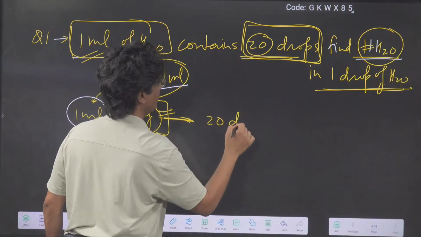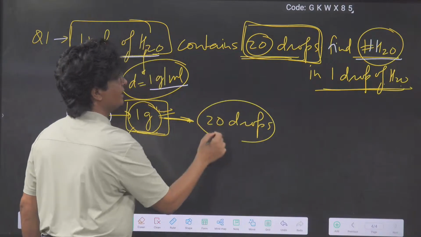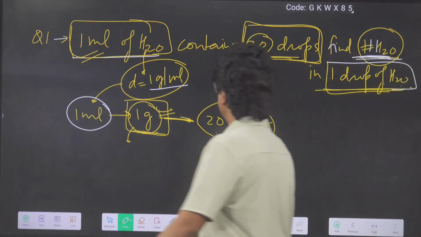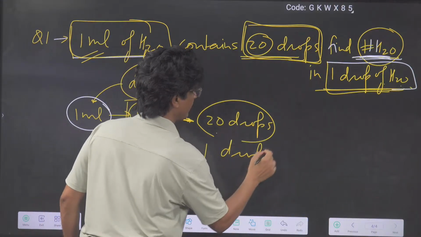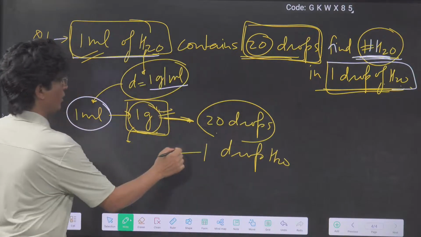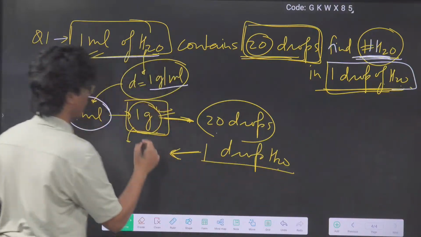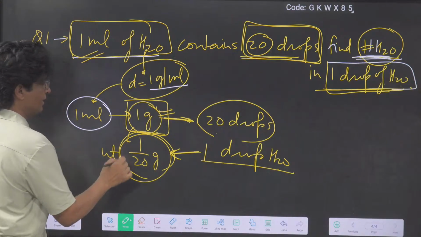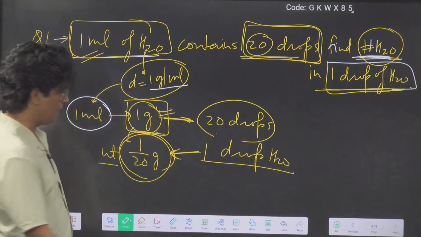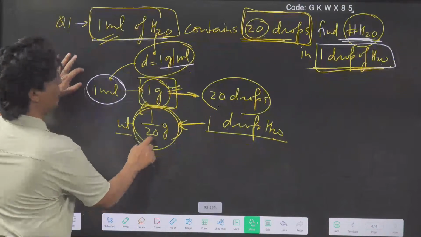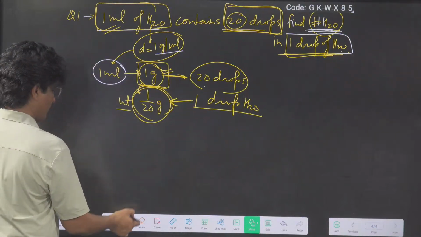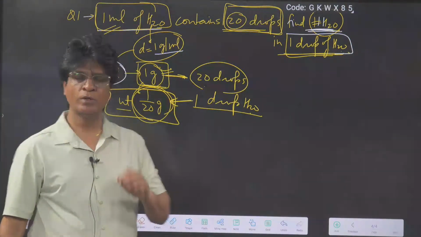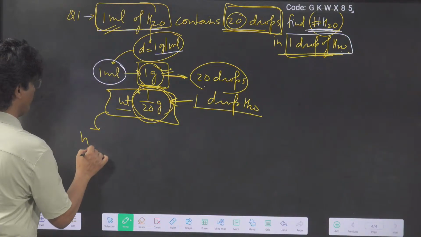20 drops, right? And the question says, how many water molecules are there in 1 drop of water? So can I make it like 1 drop of water? What will be the weight of 1 drop of water? It will be 1 upon 20 gram. So this is the weight of water. So can I convert this weight of water into the number of moles? Because we have learned that weight is the least important thing in the world of physical chemistry. So can I convert this into number of moles of water?